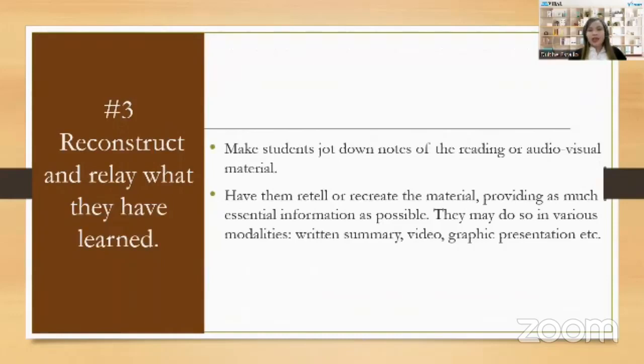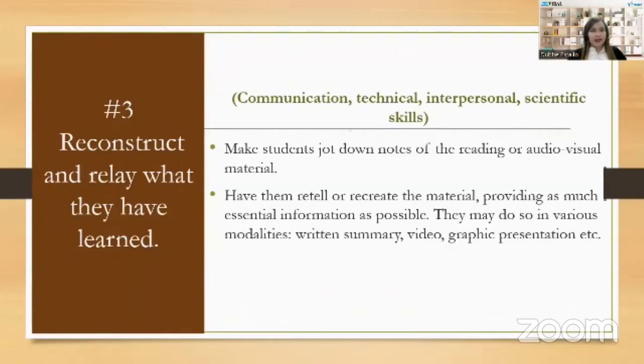And take note that we, as much as possible, let them do it in various modalities so that we could also cater to their multiple intelligences and we could differentiate our teaching and assessment. Doing all these will teach our students communication, technical, interpersonal, and scientific skills.